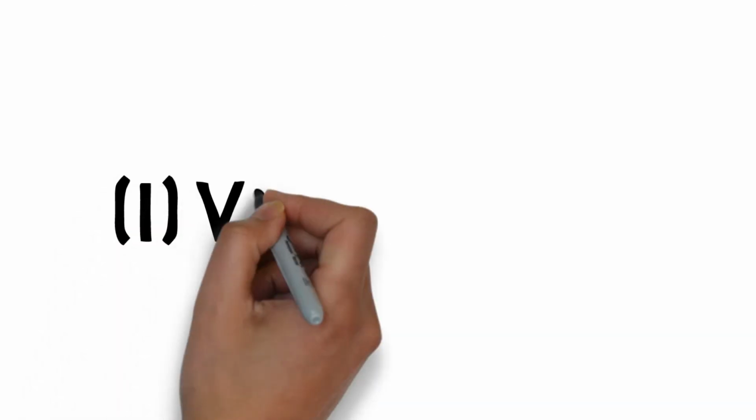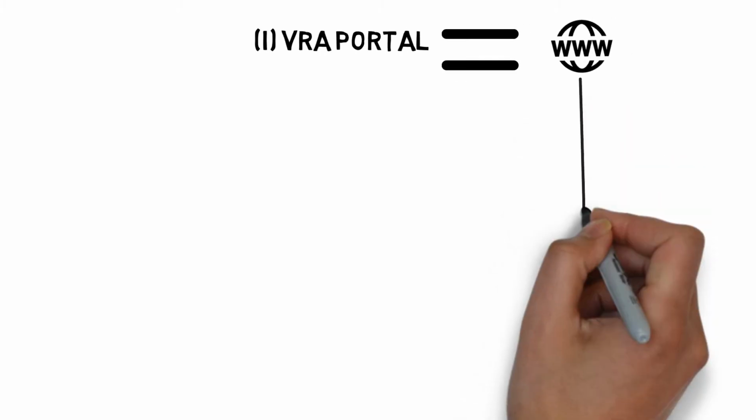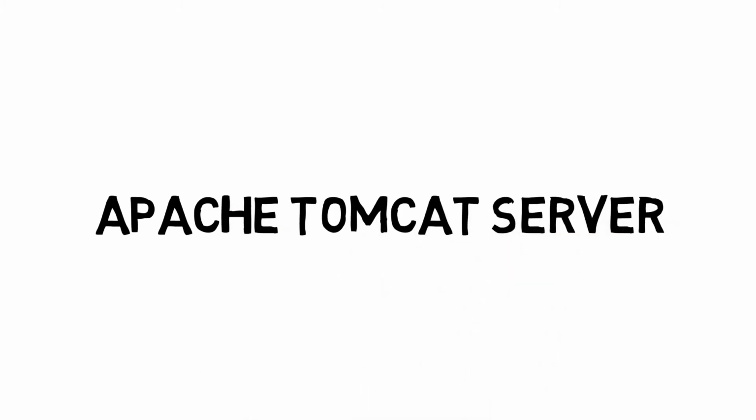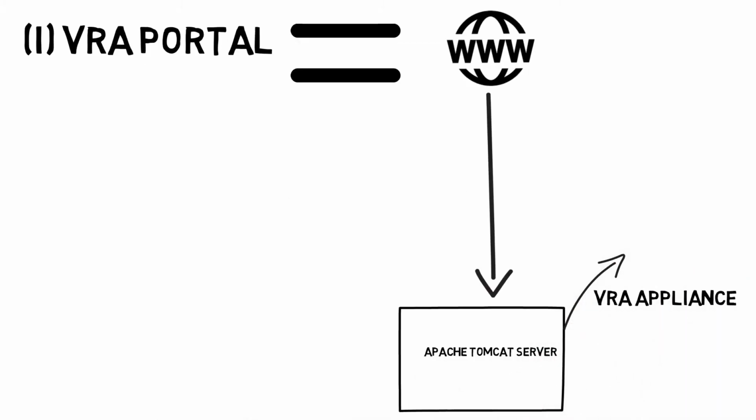So, first of all, let's talk about the vRA portal. When we log into the vRA portal, it is actually a website that we are logging into. So, this website needs to be hosted somewhere, which in this case is hosted on the Apache Tomcat server running on the vRA appliance. In simpler terms, it is the website that we access the vRA through.